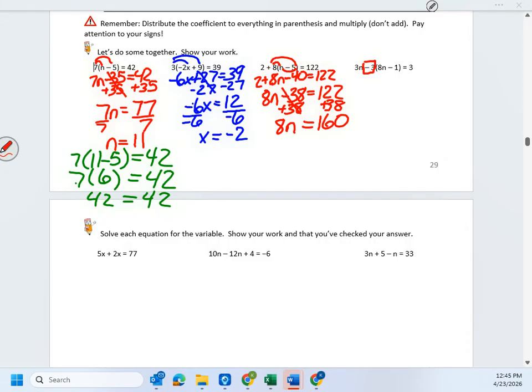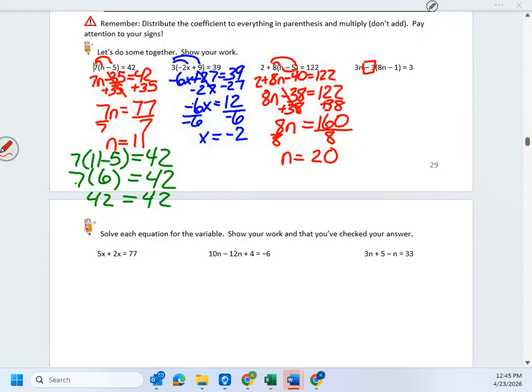Next step. Now you're gonna divide 8 divided by 8 and then 160 divided by 8. 8 divided by 8 is 1. 160 divided by 8 is what, Joe? Yeah. 16 divided by 8 is 2. 0 divided by 8 is 0.